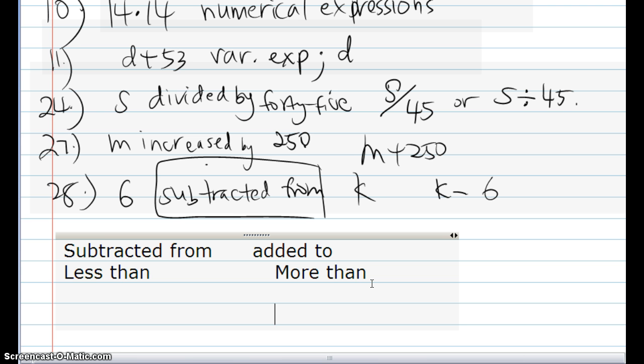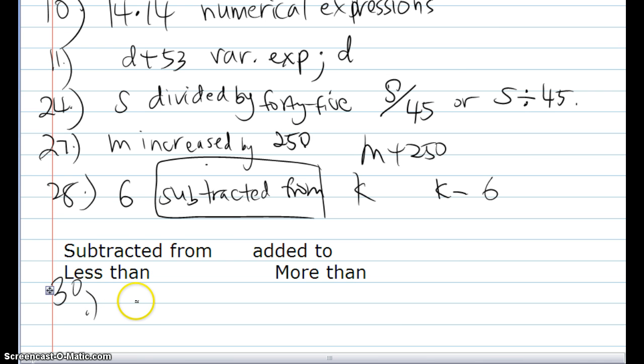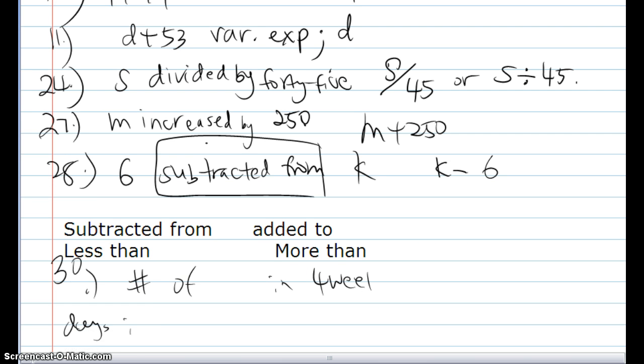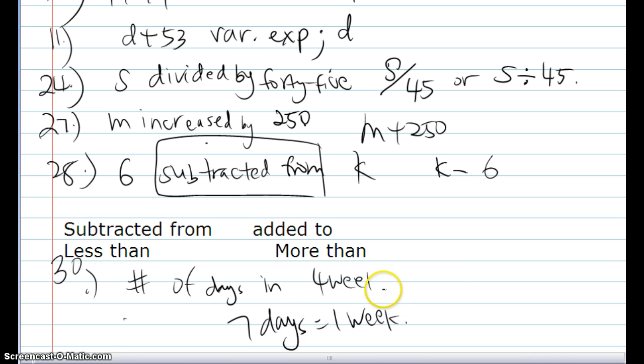I think you can try the rest of the homework by yourself, but why don't we just try number 30? Number 30 says the number of days in 4 weeks. Well, we do have some information already that we know. We know that there are 7 days in 1 week. And because we know that, we're going to use that to figure out the number of days in 4 weeks.